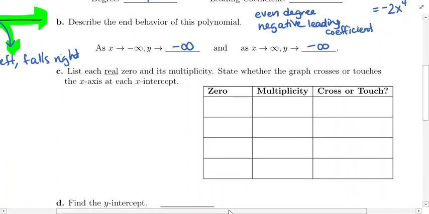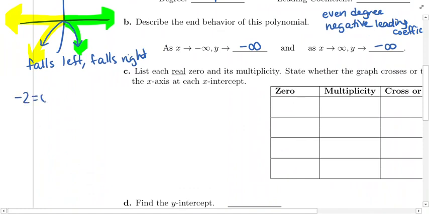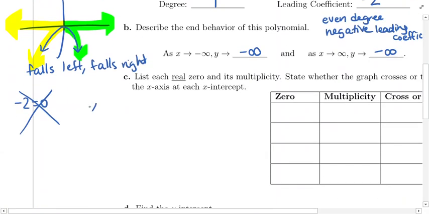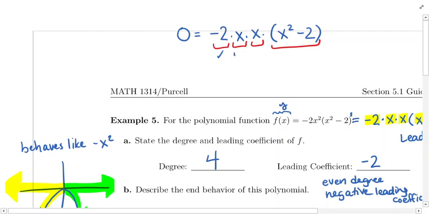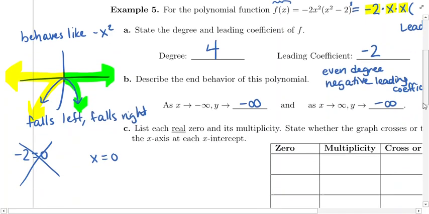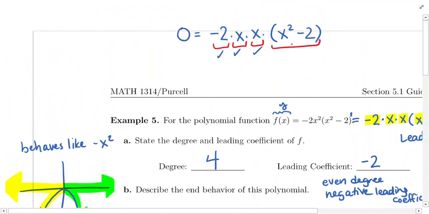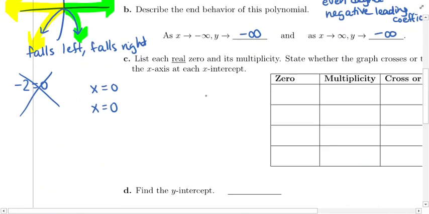If we come down here, you could take negative 2 and set it equal to 0, but remember that doesn't make sense. You only need to take the factors that have an x and set them equal to 0. So I've got an x, that's my second factor. I'm going to set it equal to 0. There's nothing to solve. So we get that x equals 0 is going to be an x-intercept. We've done this one. We've got another factor of x. So I'm going to set it equal to 0. Nothing to solve again. And so we've taken care of this one. Now I'm going to go on to the x squared minus 2, set it equal to 0 and solve.